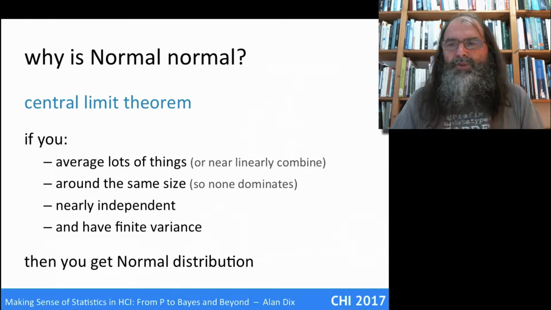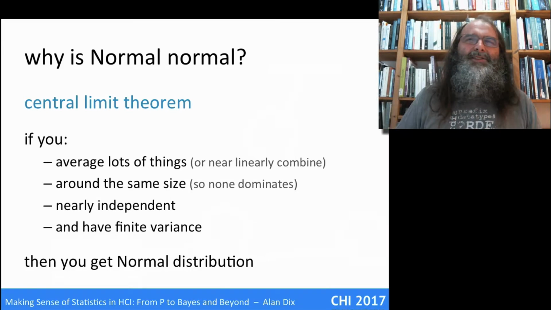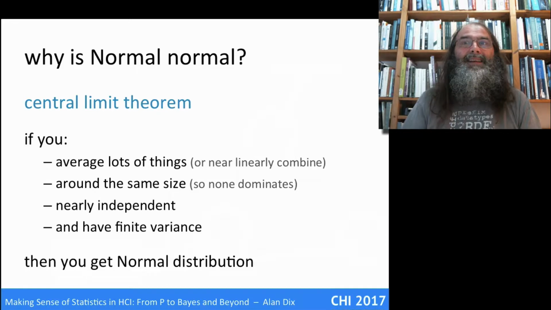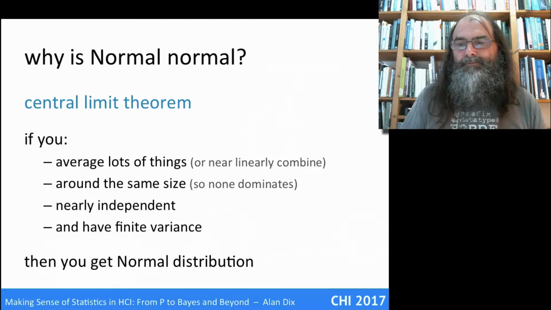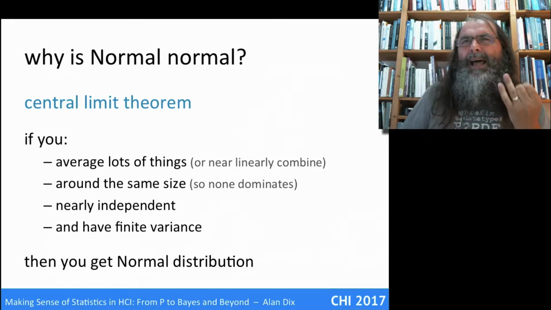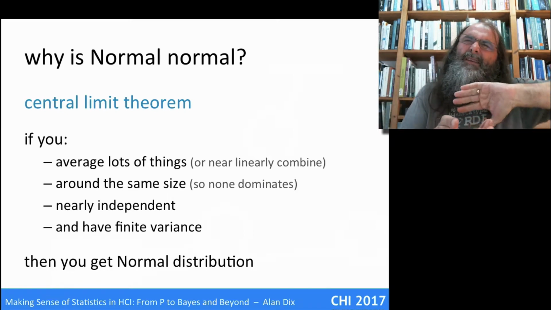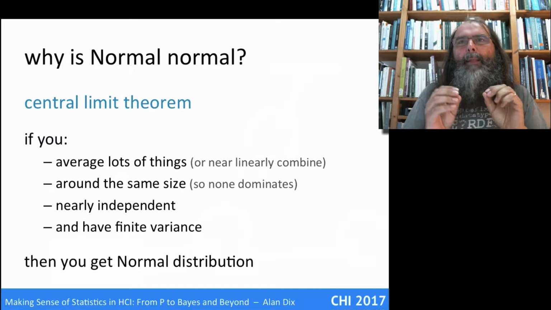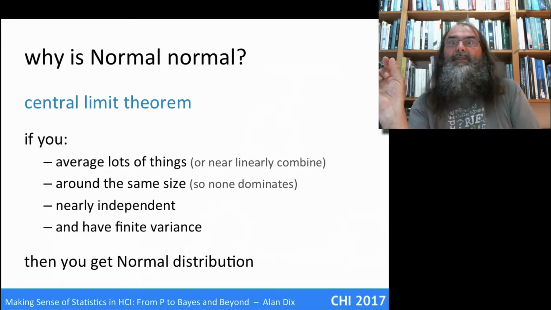Okay, so why is the normal distribution normal? I sort of want to say it's because of the central limit theorem. It's not. The central limit theorem is a bit of mathematics, it doesn't make anything happen. But it is the bit of mathematics that works out why natural phenomena actually follow the normal distribution. Basically, if you take lots and lots of things and average them together, and it doesn't have to be an absolute average, it doesn't have to be an absolute adding together, but a sort of near adding together, and they're around the same sort of size as each other. So if you add one huge thing to lots of little things, that doesn't work.